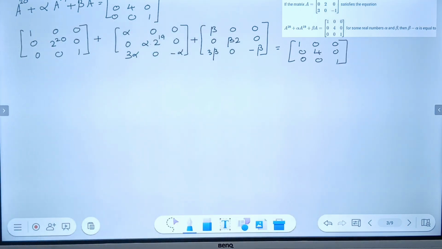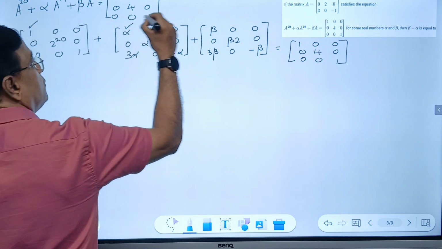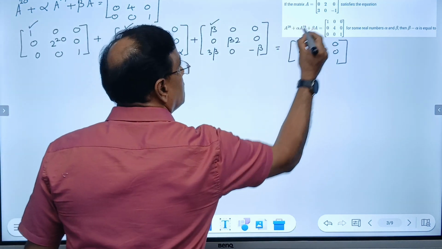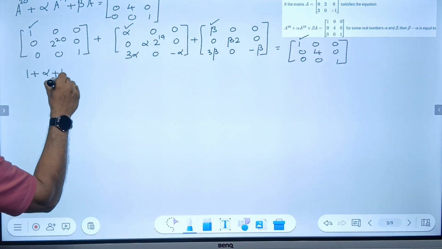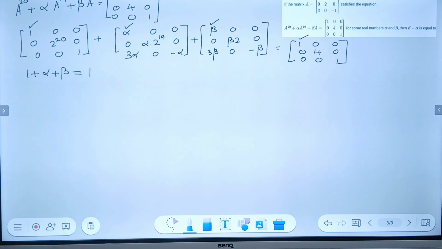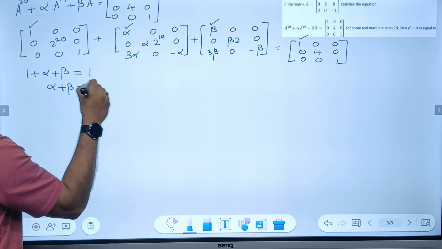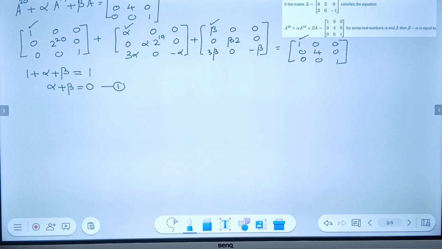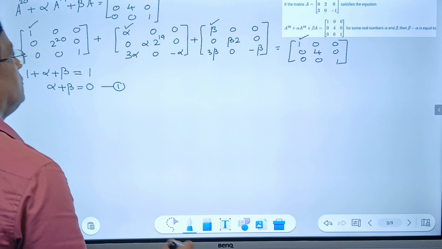Now if you simplify this, let's look at the first row, first column element. What will that be? 1 plus alpha plus beta equal to 1. So from this it's very clear that alpha plus beta equals 0. So you got one beautiful equation. Now look at all the other elements.